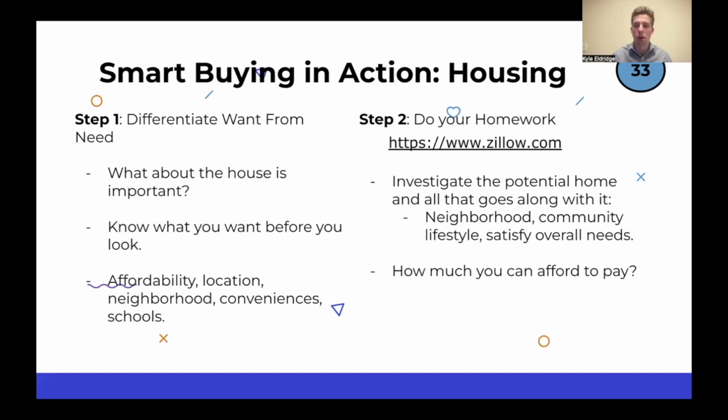You can go on Zillow and type in specific filters to find your perfect fit. You need to investigate the potential home and all that goes along with it, the neighborhood, community lifestyle, and anything that satisfies your overall needs. You also need to consider how much you can afford to pay without struggling on the monthly mortgage payment.